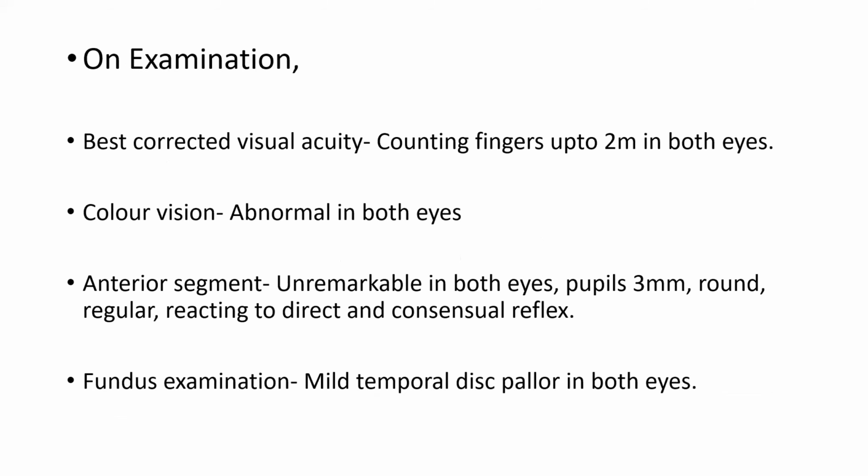On examination, his best corrected visual acuity was found to be counting fingers up to 2 meters in both eyes. Color vision in both eyes was abnormal. Anterior segment was unremarkable in both eyes. Pupils were 3 millimeters, round, regular, reactive to direct and consensual light reflex. On fundus examination with indirect ophthalmoscope, mild temporal disc pallor was found in both the eyes, with the rest of the fundus being normal.